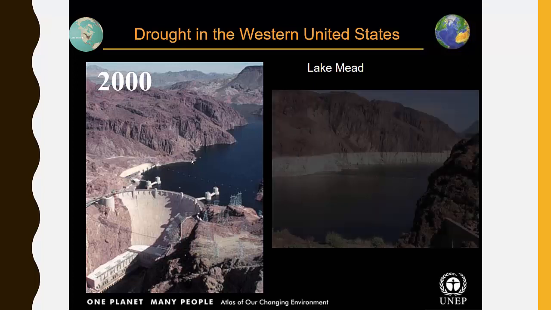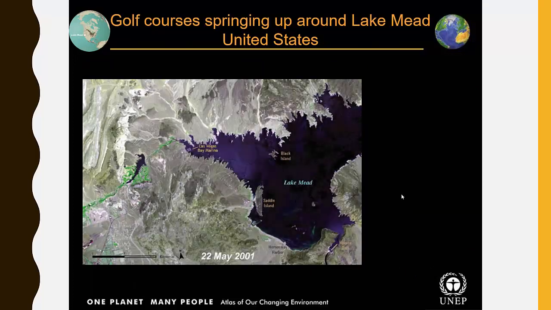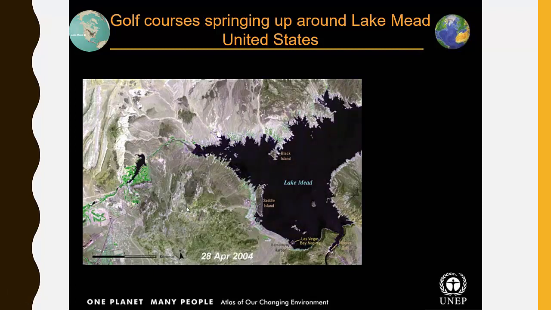In 2000, there's your water level. In 2004, look at where it's decreased to. We are down by something like 18 meters, so that's about 50 feet, in terms of where the water levels are in just a few years. Golf courses. Look at how much of that water goes towards golf courses. This is pretty incredible. Those green areas all along here are just golf courses that are being accessed by the folks of Las Vegas. And look at that growth. You notice what happened to that water there?